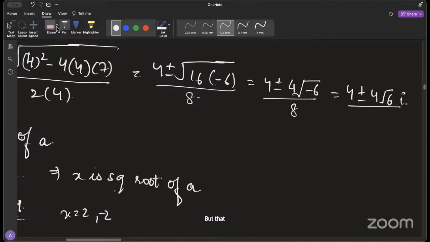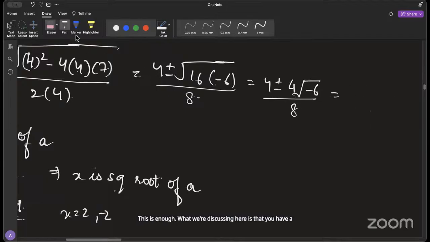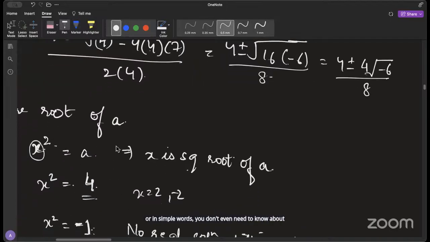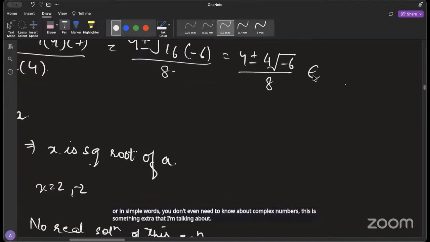But that's not needed. You don't need to write iota and all. This is enough. So what we're discussing here is that you have a negative thing in the square root, and there is no number, no x, whose square is negative. That means this is going to be an imaginary number. In simple words, you don't even need to know about complex numbers. This is something extra than a proof. This does not belong to real numbers.